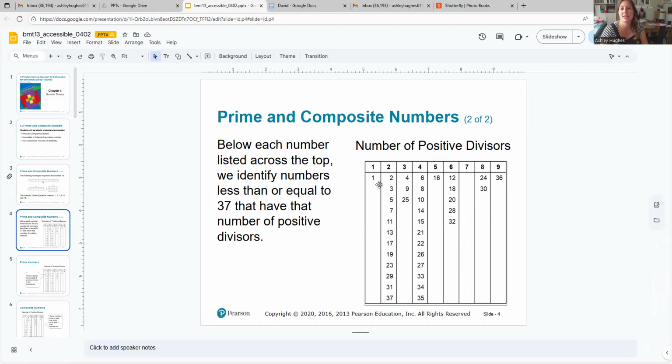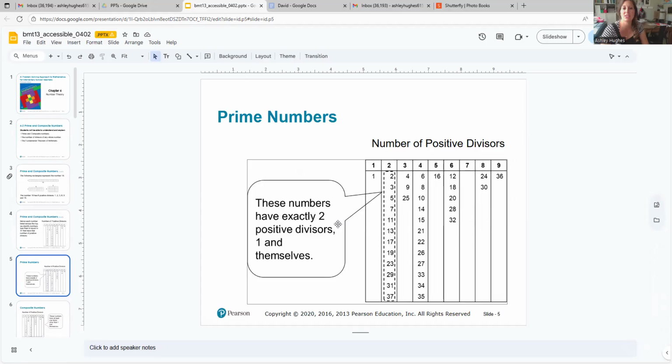So this is saying 1 only has one divisor, it's 1. 2 has 2 divisors. 4 has 3 divisors: 1, 4, and 2. 6 has 4 divisors: 1, 2, 3, and 6. 16 has 1, 2, 4, 8, and 16. So that's how you read this chart. So this number can be divided by 6 different things.